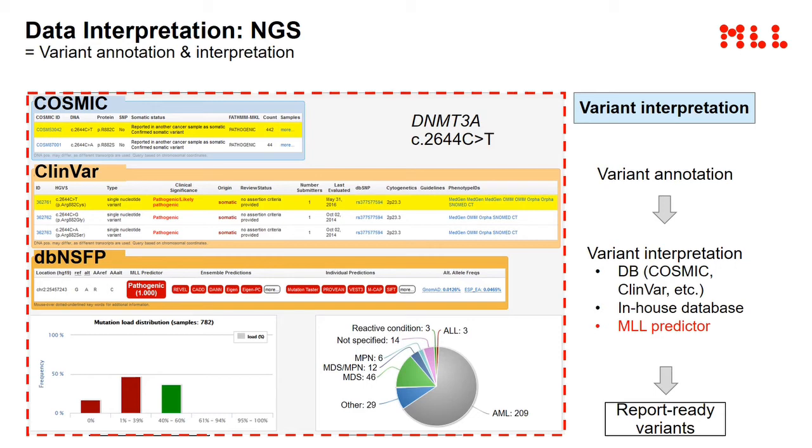where all the information of a respective finding that is available in COSMIC, ClinVar, dbSNP, and other databases, and our MLL predictor is given to our molecular biologists and bioinformaticians for final reporting, including the information if we saw this variant before, and if so, what was the respective final diagnosis of the patient, as shown here on the right button.